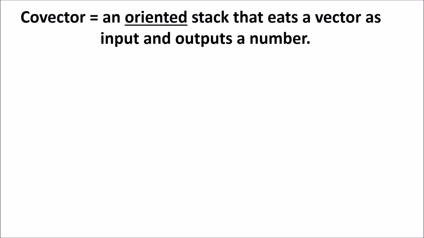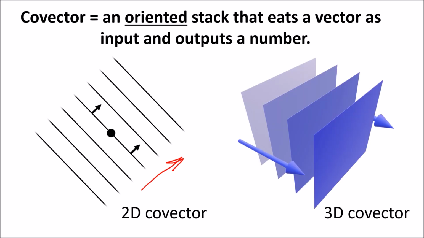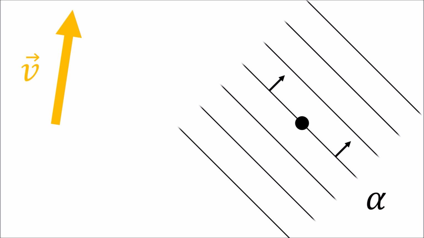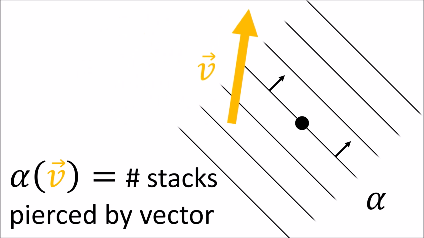So a covector is an oriented stack that eats a vector as input and then outputs a number. So here is a covector stack in 2D oriented in this direction. And here is a covector in 3D oriented in this direction. So let's say that we have a vector called v and a covector called alpha. When alpha takes v as input, this outputs alpha of v, which is just the number of stacks pierced by the vector v when we lay it over top of the covector alpha.